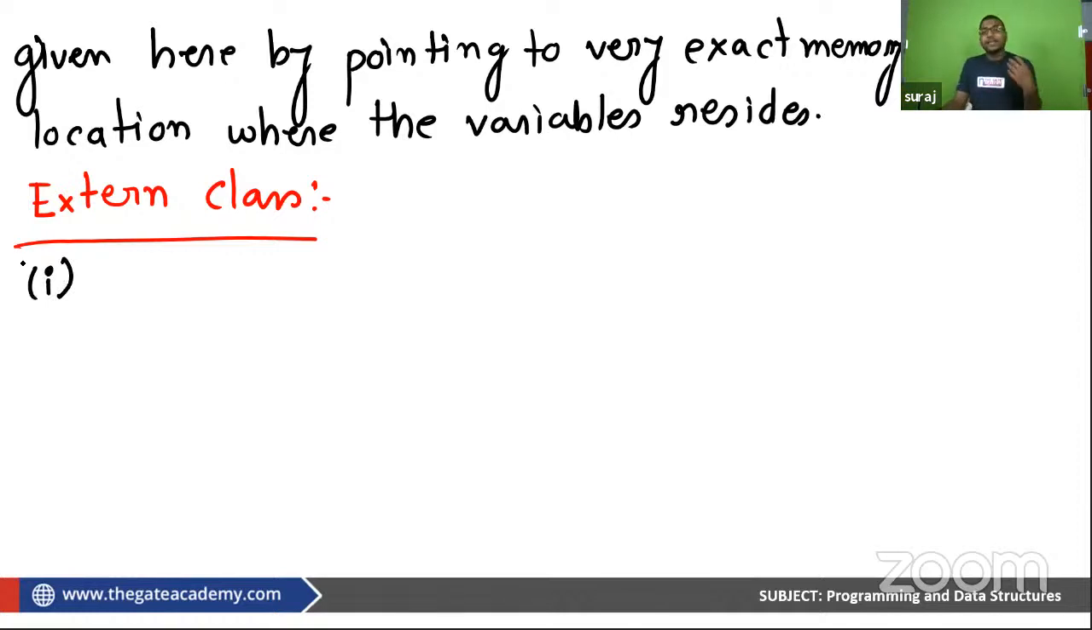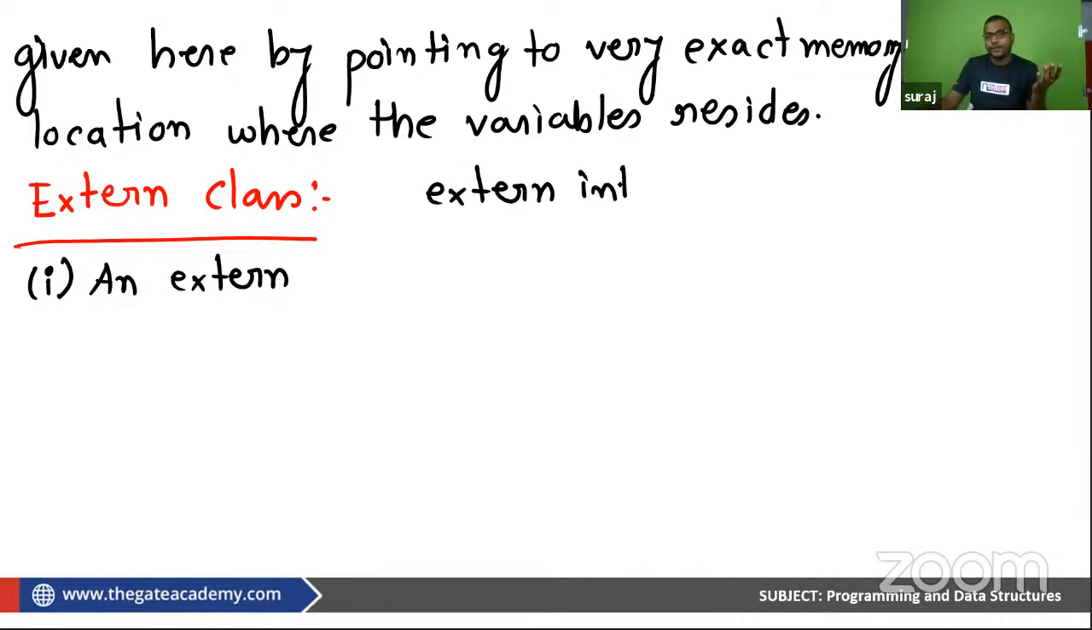So extern class is like a global variable. In extern class, its definition should be outside of any function. Whenever I am writing any variable as extern, its keyword is extern. If you want to declare an extern variable, so extern int x, then x is a variable of extern type. So just write the keyword of the storage class here.